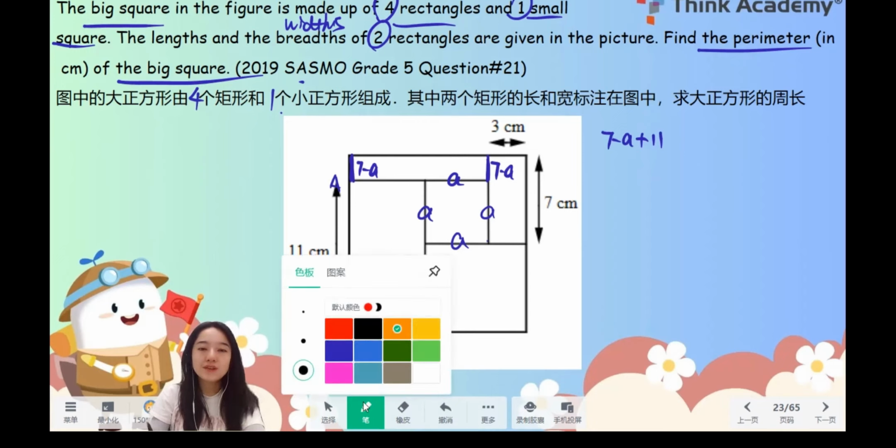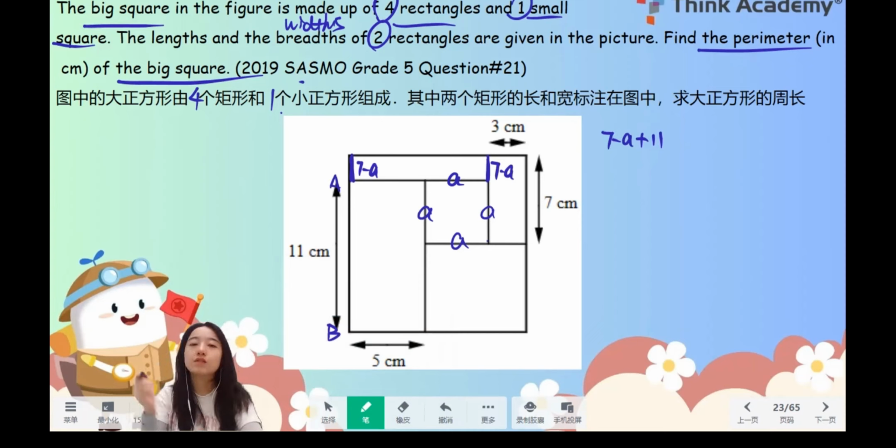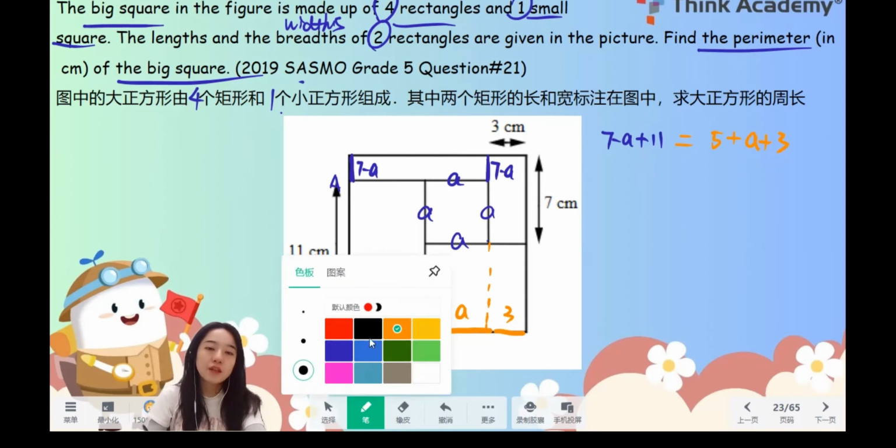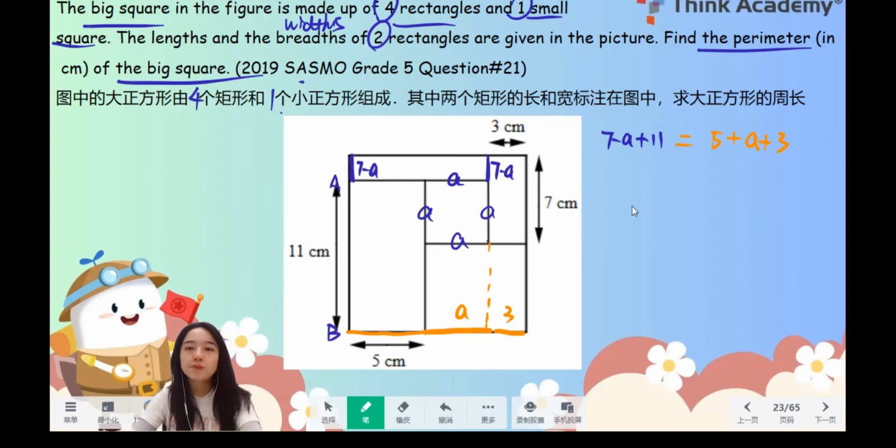Let's see, can we have another way to represent its horizontal side? For the horizontal side, we have this part is 5, and then the next part is just equal to a, and the remaining side length is just 3. So we just need to add up all the 3 parts, which is 5 plus a plus 3. Because they are equal to each other, we can have an equation. Then, first calculate the numbers. On the left, we have 18 minus a. On the right, we have 8 plus a.